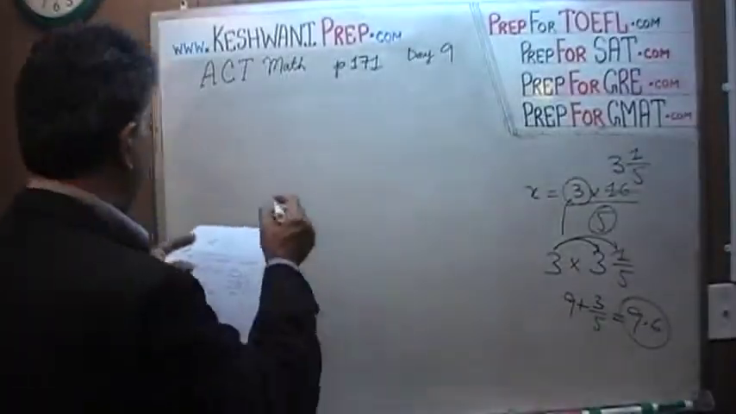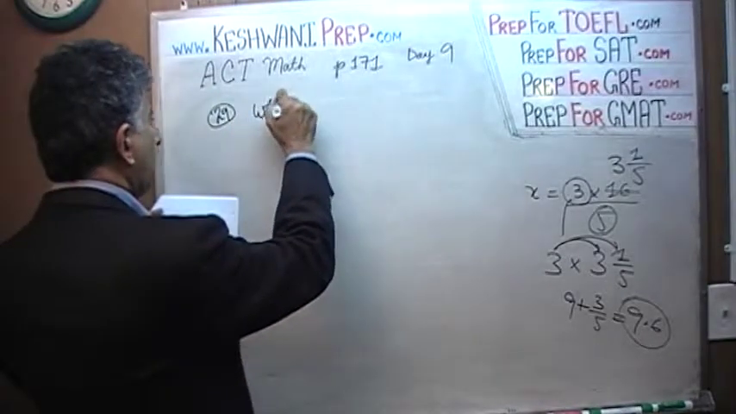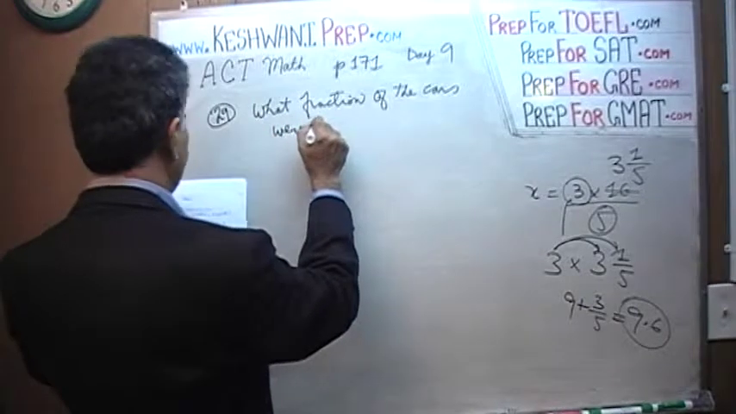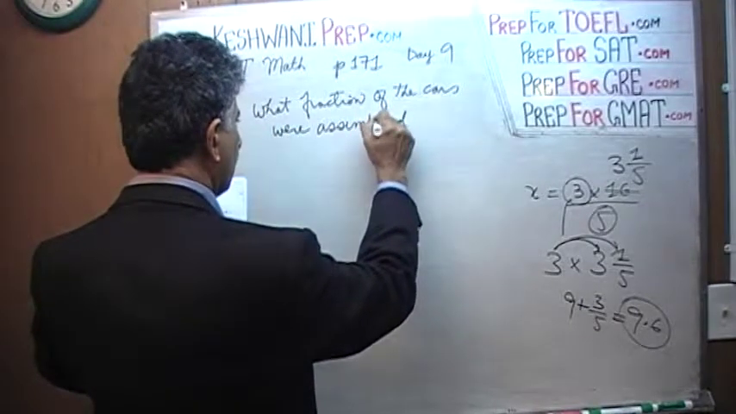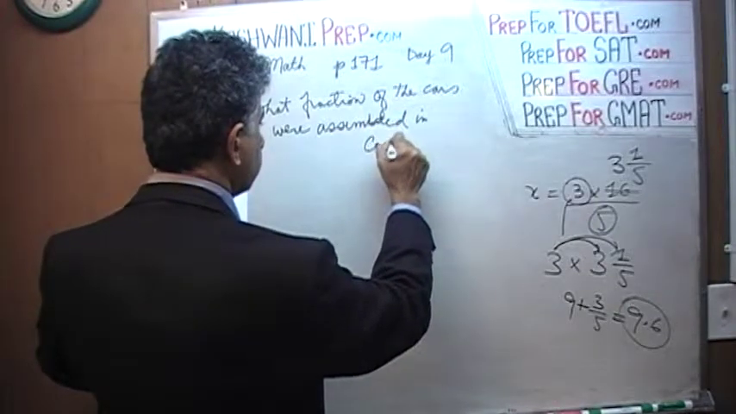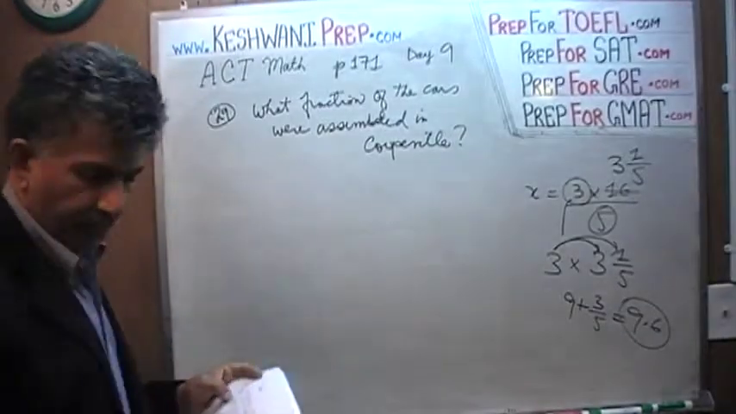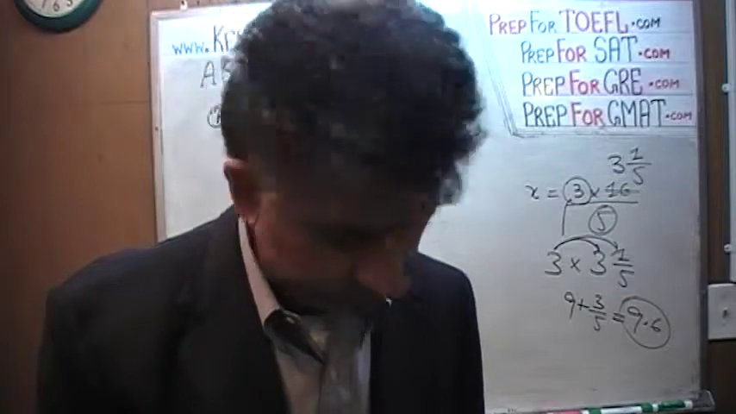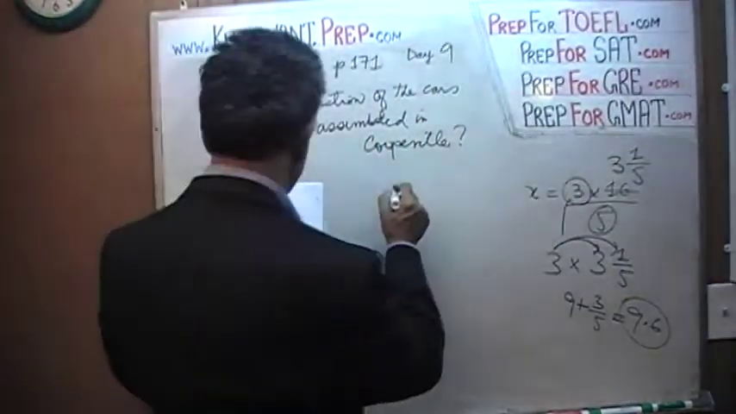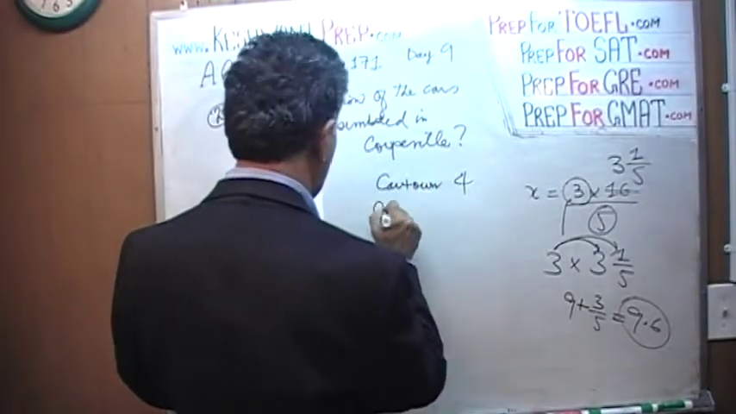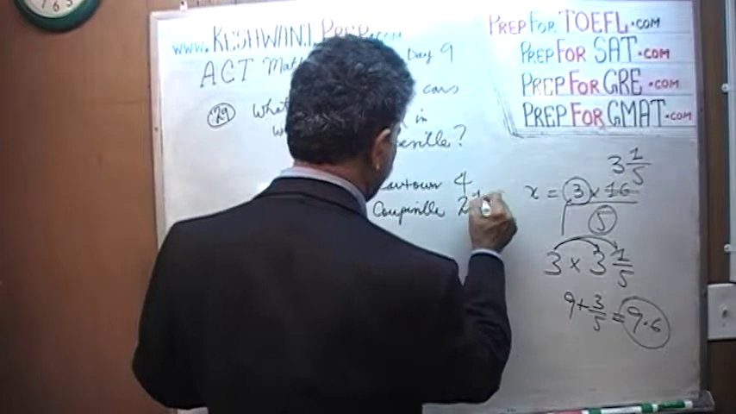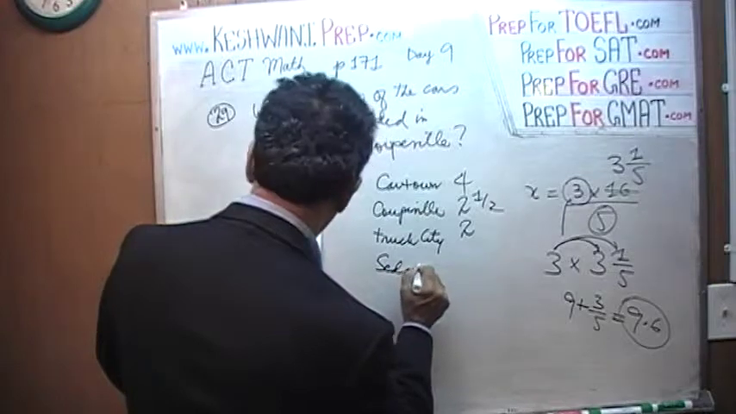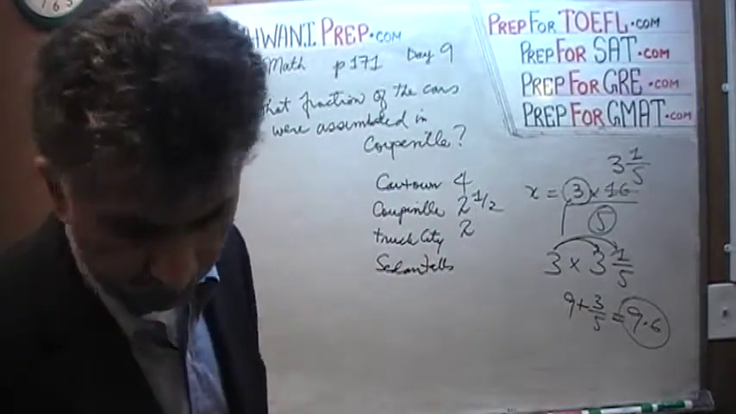We are given a little chart there and we are being asked, number 29, what fraction of the cars were assembled in Coopville. Now if you look at the chart carefully, Car Town we are shown 4 symbols there. Coopville is 2.5, Truck City is 2, and finally Sedan Falls, which is the last one, we are shown as 1.5.